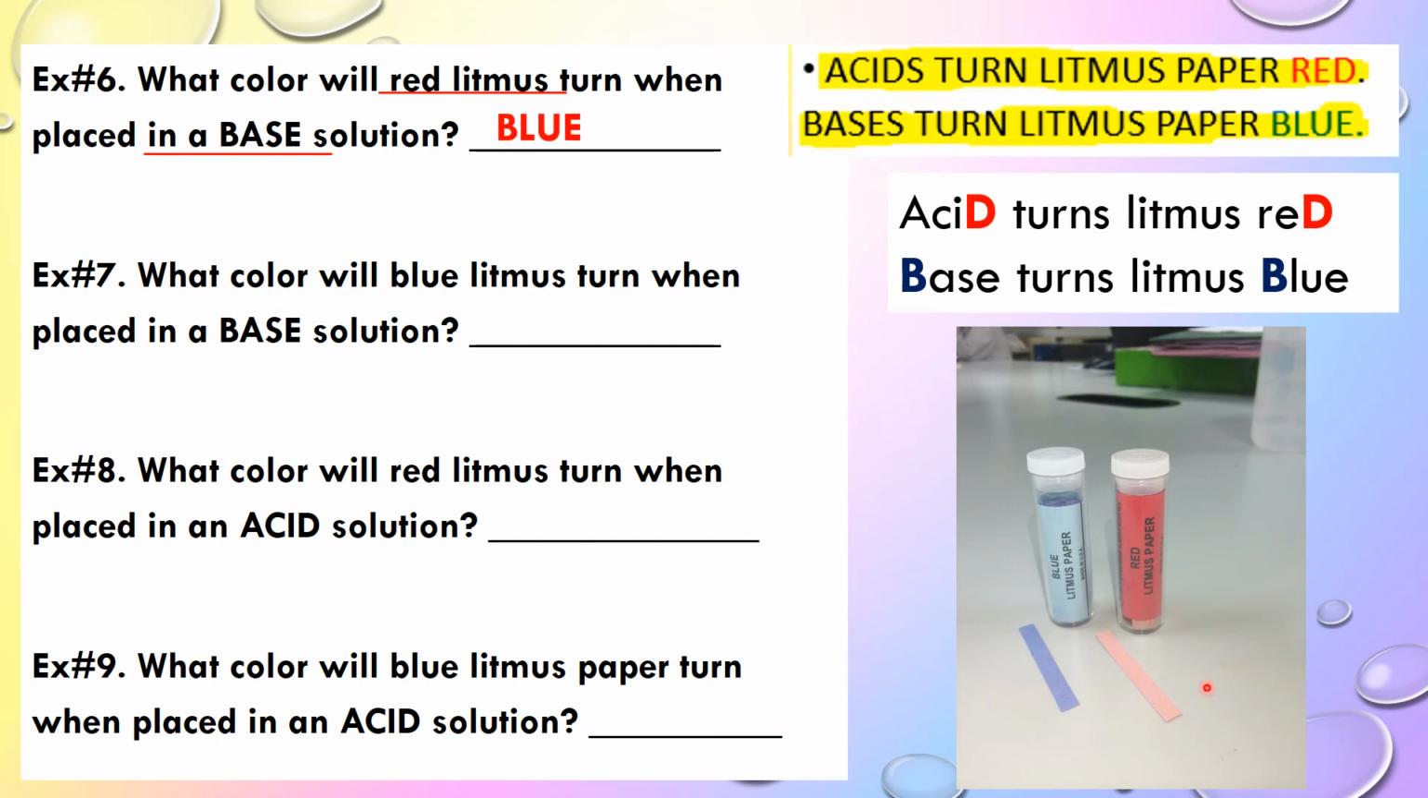And this is specific for litmus paper. What color will blue litmus turn when you place it in a base solution? Again, anytime we have a base and we put any color litmus paper in it, it's going to turn blue. What color will red litmus turn when I put it in an acid? Well, anytime you have an acid and you use litmus paper, it's going to turn red. And then what color will blue litmus turn when you place it in an acid solution? So I know it's an acid. Anytime we put either color in, an acid will turn it red.